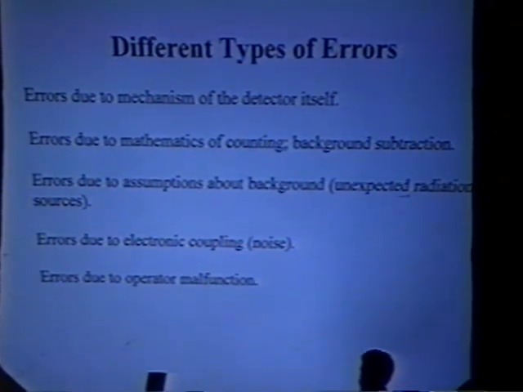There are also possibilities of making errors due to assumptions about background radiation, so that if we get something that's statistically significant, it may still not be due to something in the experiment, but it may be due to something that's unusual about the background radiation that you're comparing it against.